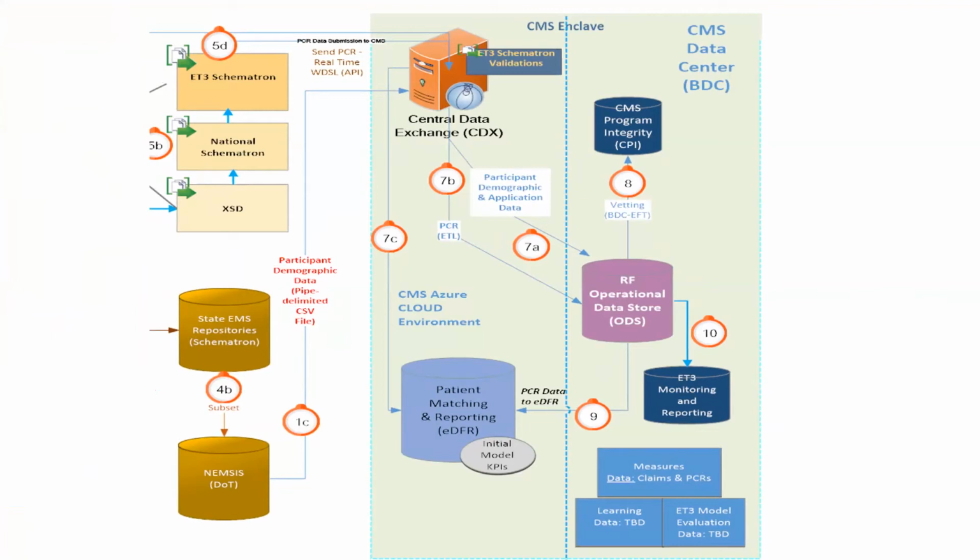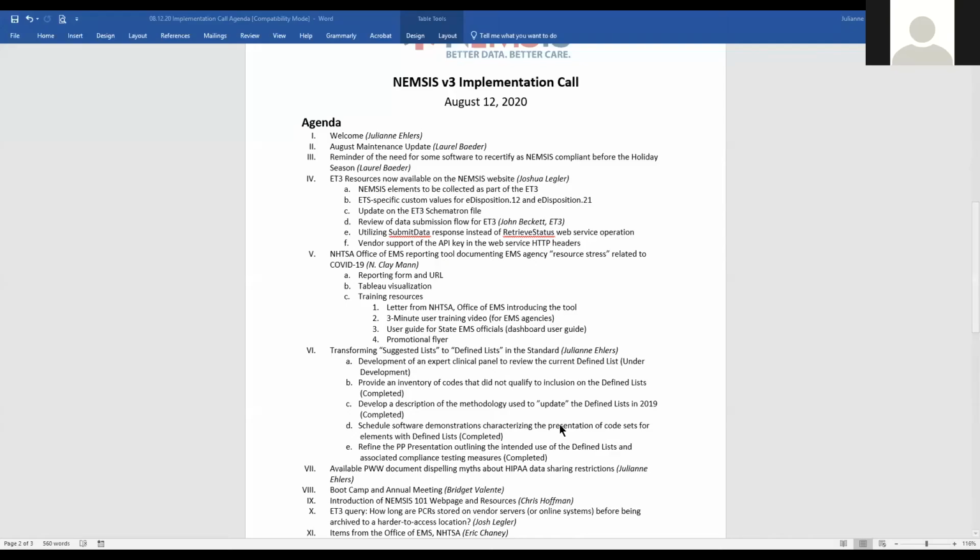One of the takeaways from what John shared here is that CMS is attempting to implement the NEMSIS standard web services submission process so that there's as little variation as possible when an agency sends data to CMS compared to sending data to their state. The other takeaway is that this data will be coming directly from agencies' software products to CMS.